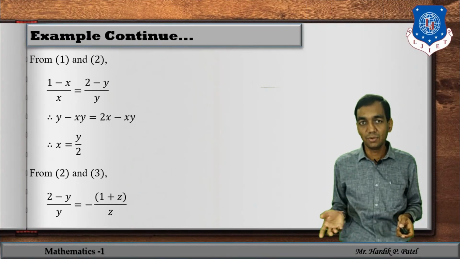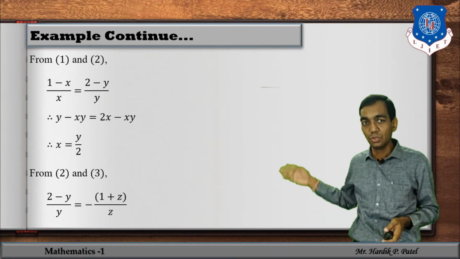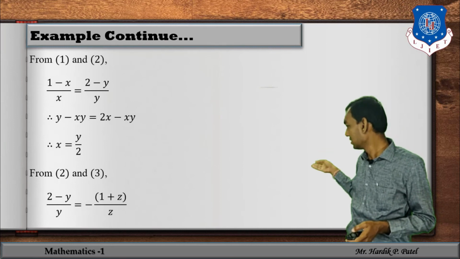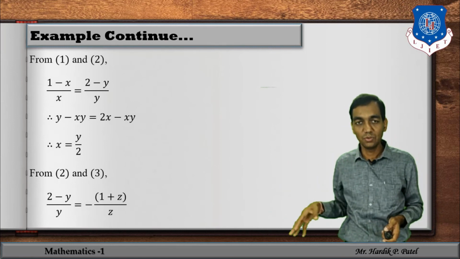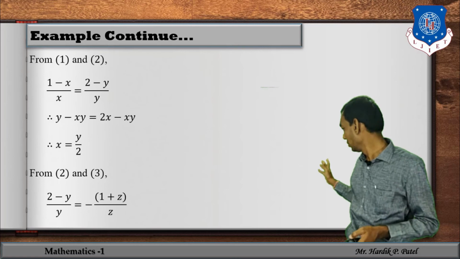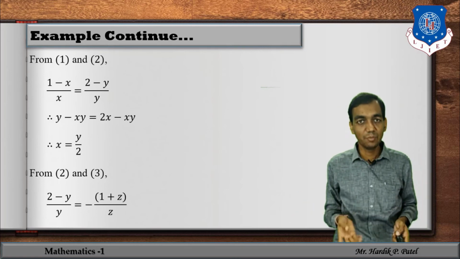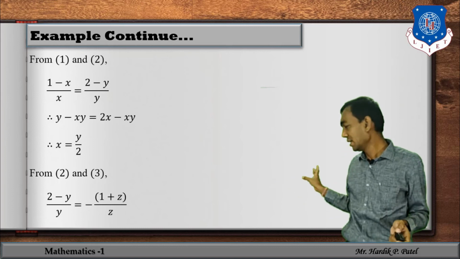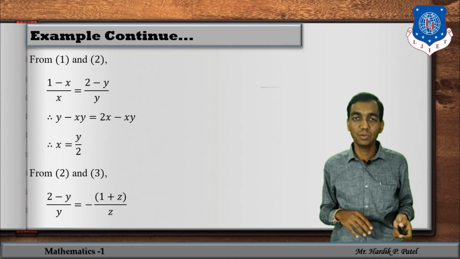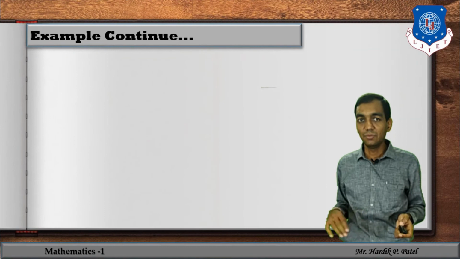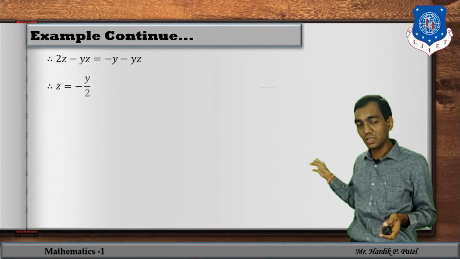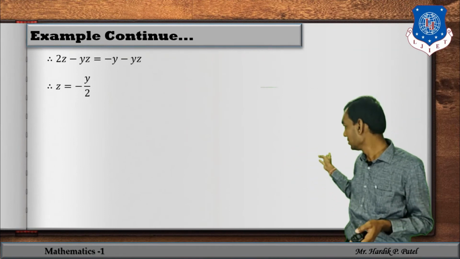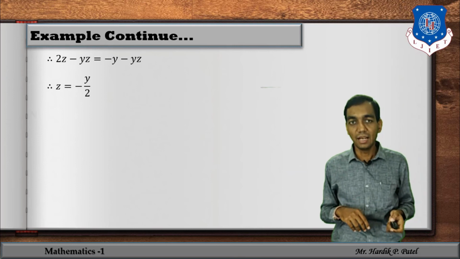Now equate 1 and 2. That will give you the relation (1 minus x) upon x equal to (2 minus y) upon y. Cross multiply and simplify. That will give you x equal to y by 2. In the same manner, equate 2 and 3. That means (2 minus y) upon y equal to minus (1 plus z) upon z. And if you simplify that, cross multiply and simplify, then you will have z equal to minus y by 2.